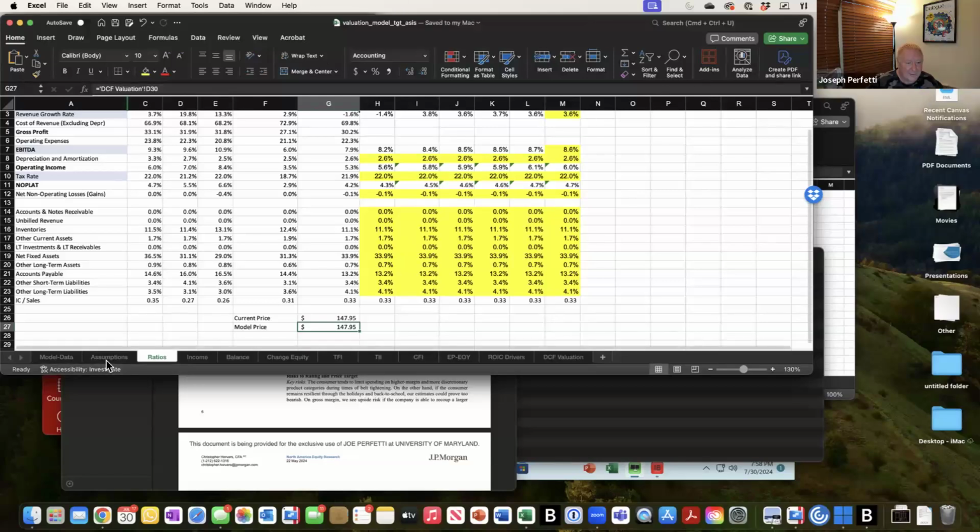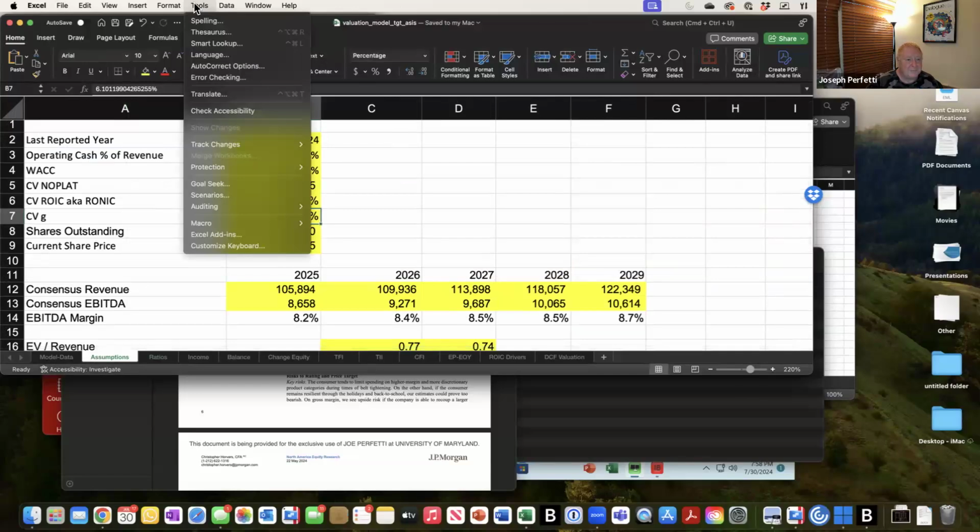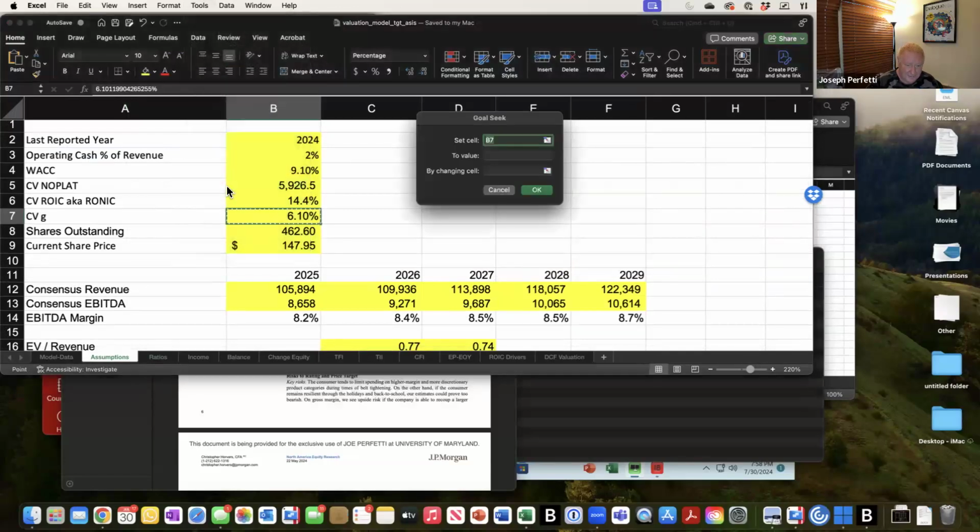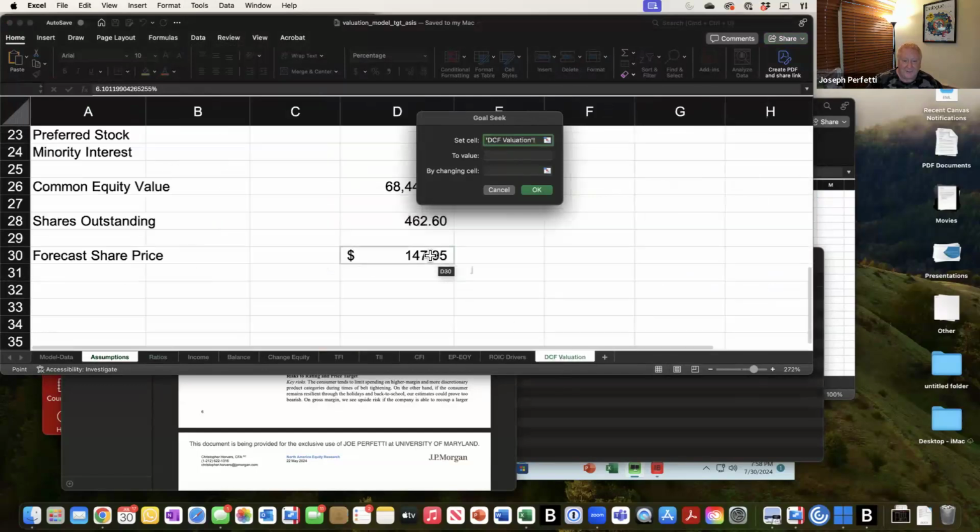Sure. So the idea when you use Excel's goal seek is, what you do manually is keep changing the G until you match the share price. That's the manual way to do it. Goal seek just says, let Excel do that for me. So what you do is set the cell that you want to solve for. In this case, the current share price, which is off the valuation tab. That's the D30 off the valuation.